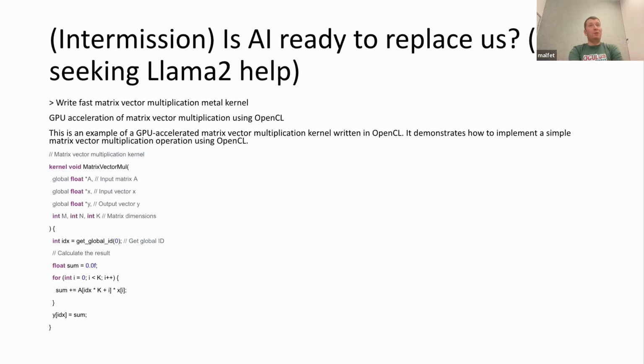And a little bit of an interlude: is AI ready to replace software engineers? I did this a few months back when Llama 2 was released, and I asked it to write me a fast matrix vector multiplication kernel using Metal. First of all, it ignored my request about Metal and just wrote an OpenCL kernel, which is almost the same thing. We'll talk a little bit about the distinctions, but this is what it wrote. To anyone who can read the code, it's not going to be performant.